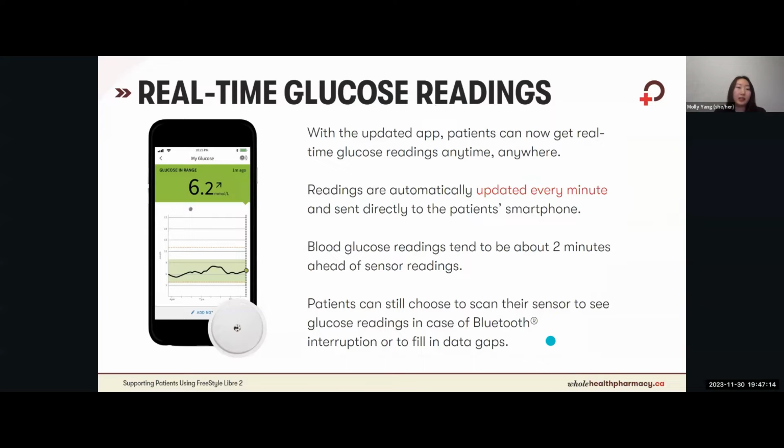In case the sensor disconnects, or they're not able to get real-time readings because their phone isn't compatible with the app update, they could still use the scanning function to use FreeStyle Libre 2 as before.